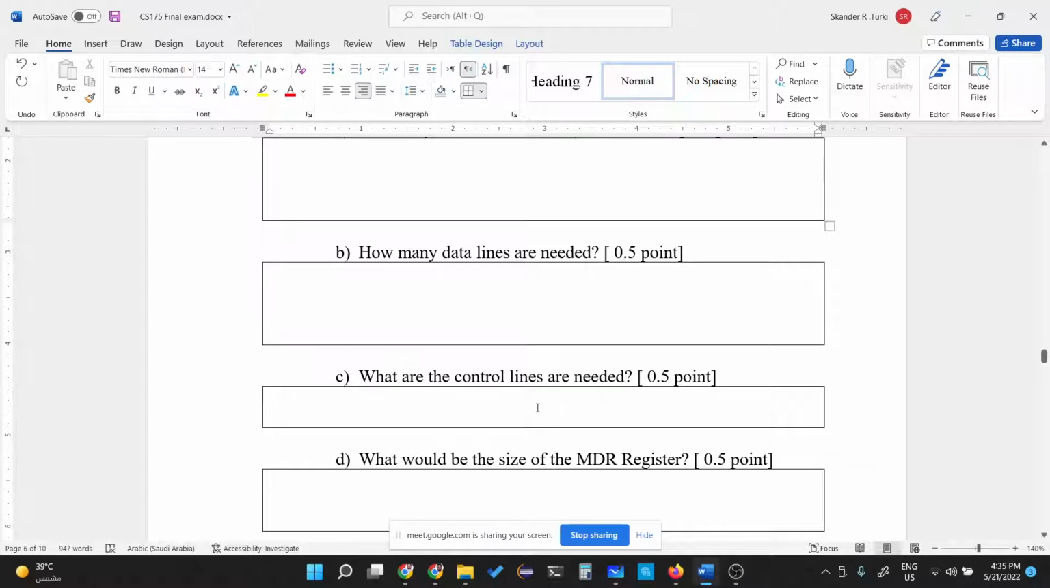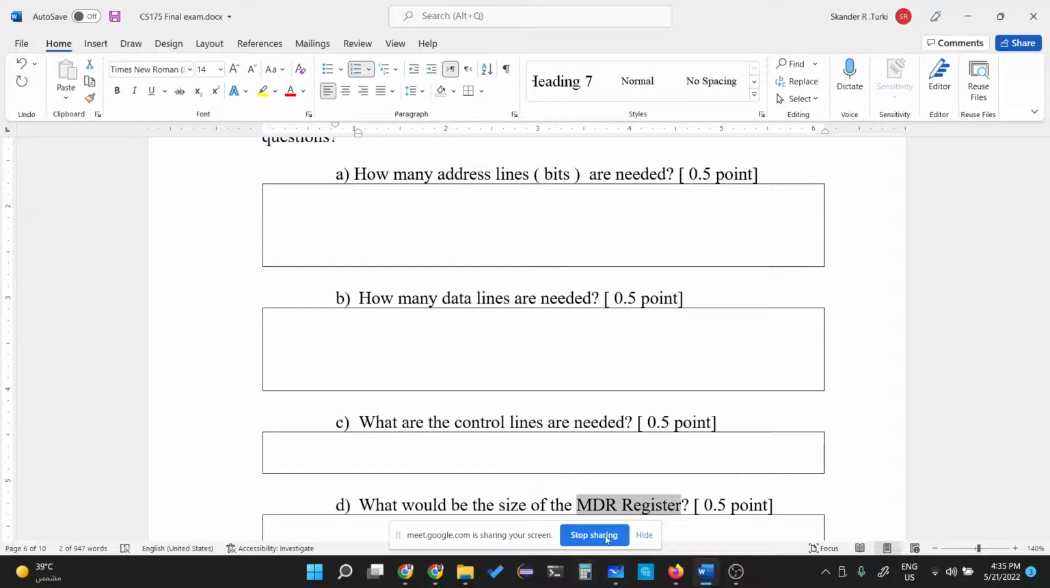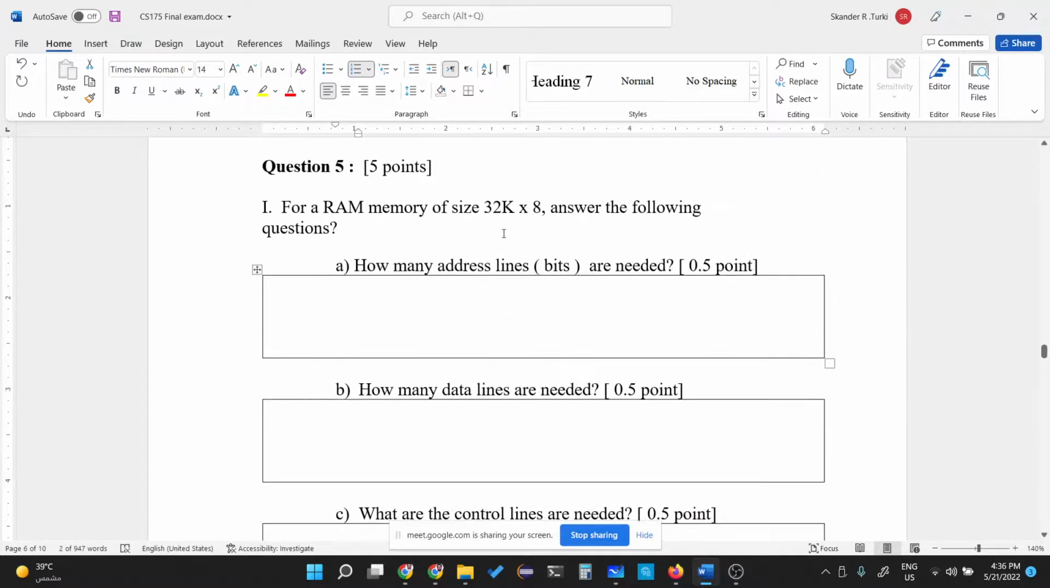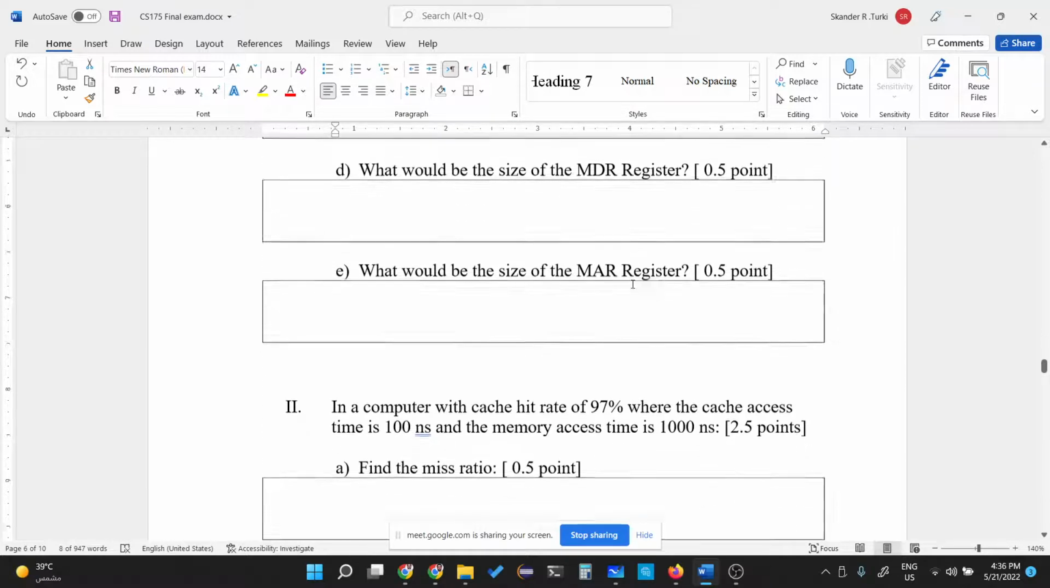The control lines don't change. They are always the same: read, write, the memory function complete, MFC, and we may have an enabler. What would be the size of the MDR register? It's the data register, the same as the data lines, so it will be 8. And the MAR will have the same as the address lines, 15.